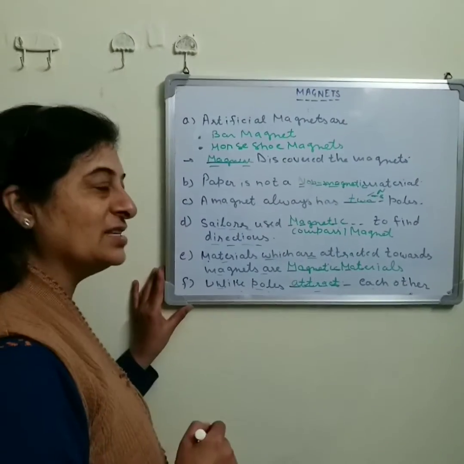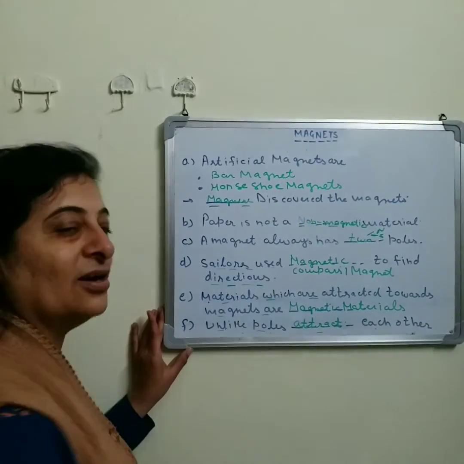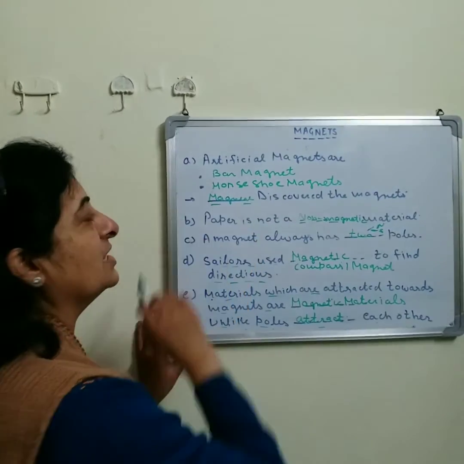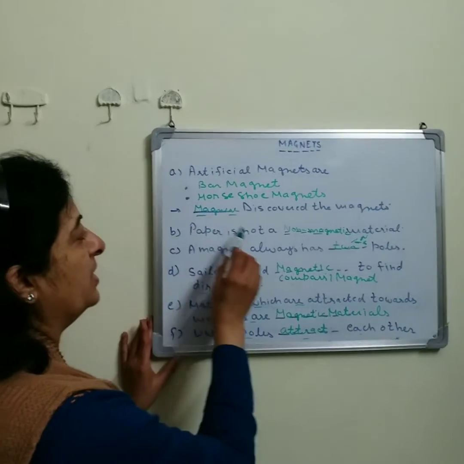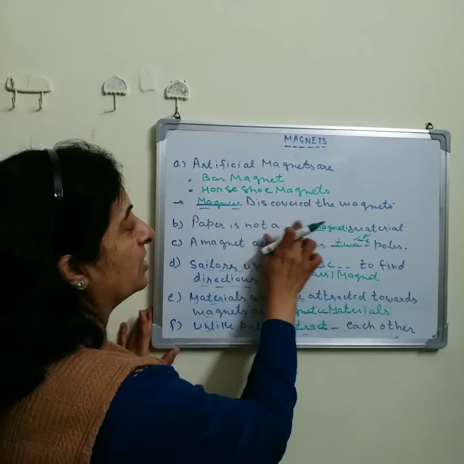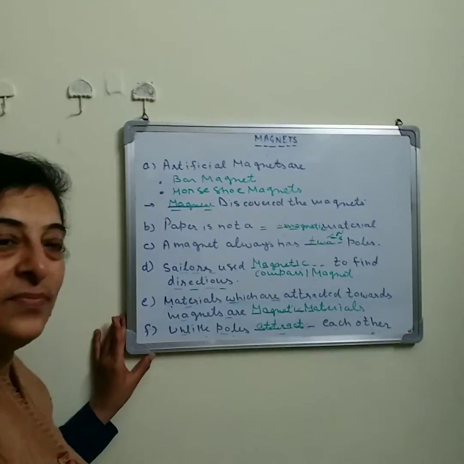So let us revise once again. Artificial magnets are the bar magnet and the horseshoe magnet. Magnus, a shepherd boy, discovered the magnet. Paper is not a magnetic material. It is a non-magnetic material.